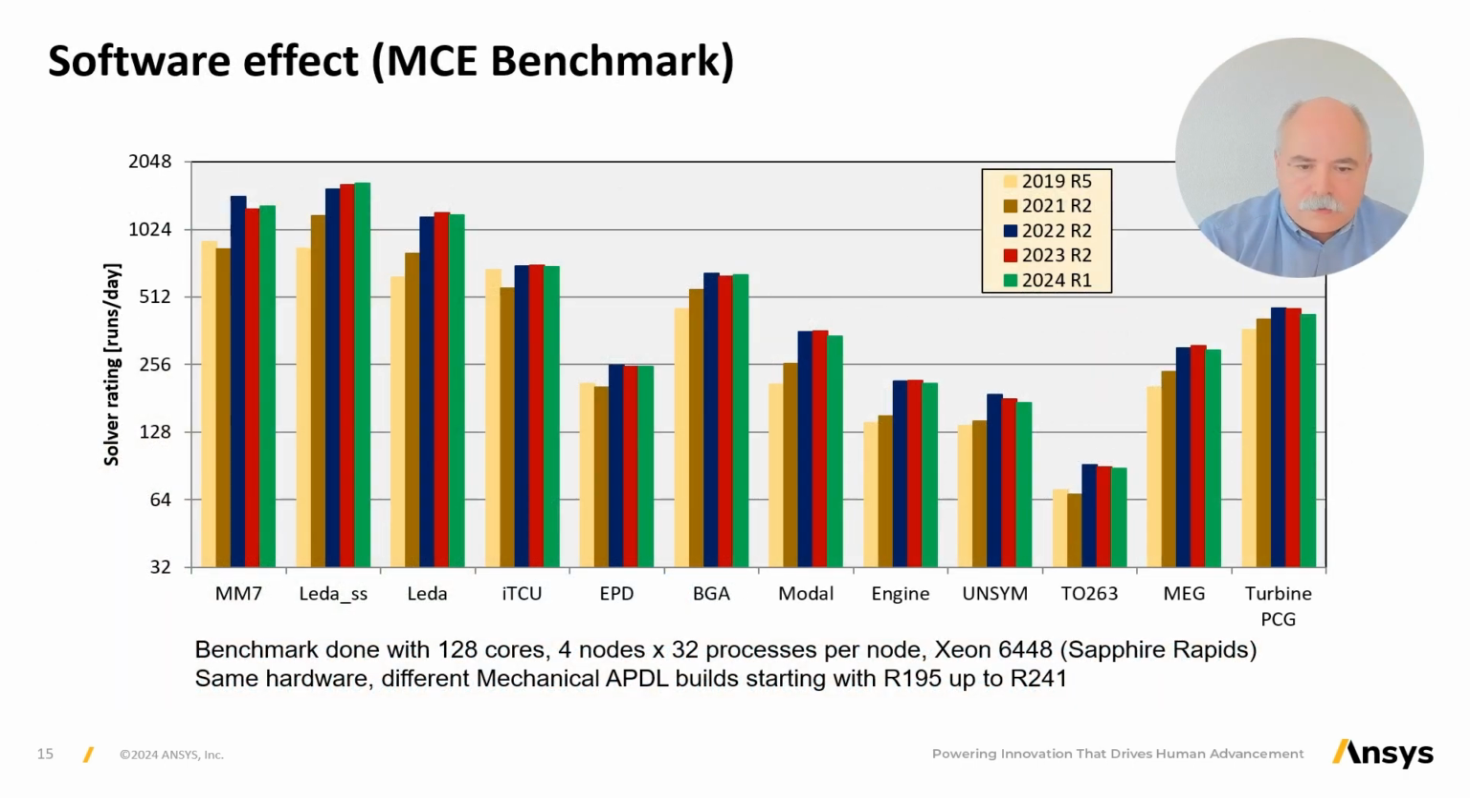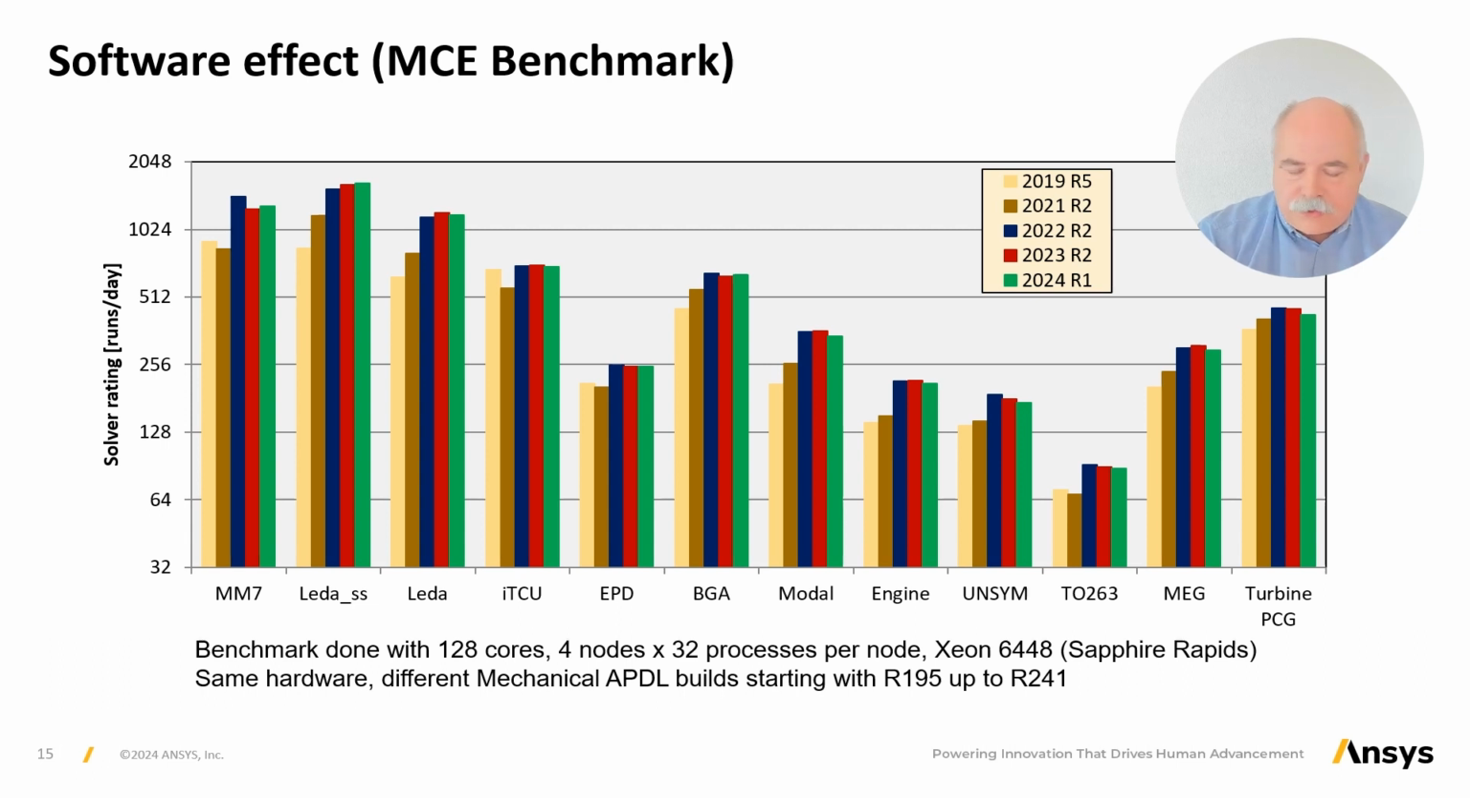Benchmarks on different hardware platforms or different software versions, it's rather unusual to have them in a single slide. What I try to show here is different models, but on the latest version of hardware available to us, the Sapphire Rapids Xeons, and it's all run on 128 cores with 4 nodes times 32 processes, and using different Mechanical APDL builds between 19.5 and 24.1. And what you can see here again, it's a log scale on the vertical axis, that going from here to there is a factor of 2 in performance.